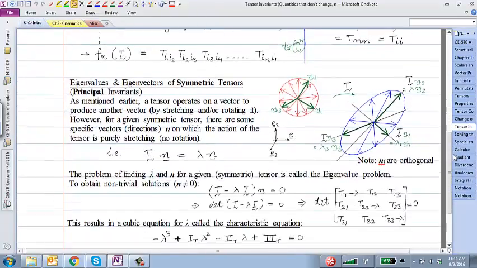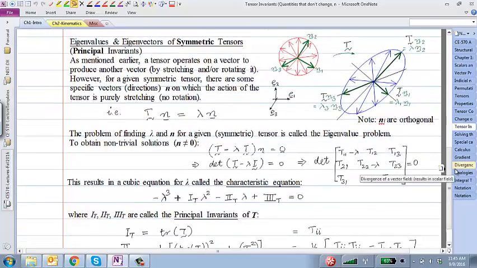All right, so those were the primary invariants. We also talked about the principal invariants. And as I pointed out last time, the underlying most basic concept about principal invariants is the fact that a tensor, when it acts upon an arbitrary sphere of vectors, takes it to a new blue ellipsoid of vectors. But there are at least three such directions, which here I'm denoting with these green arrows, N1, N2, N3.